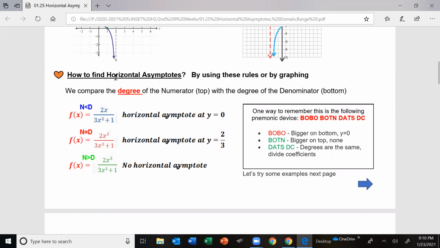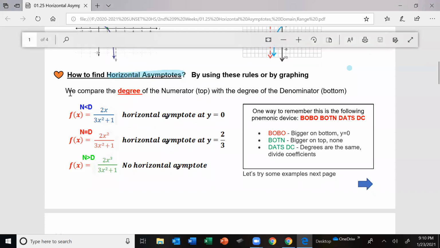How to find horizontal asymptote? By using this rule when graphing, so let us take a look. For the horizontal asymptote, we are going to compare the degree of the numerator, which is the top, for example in this case we have the 2x, with the degree of the denominator on the bottom. So speaking of degree, let us review real quick about degree, okay?